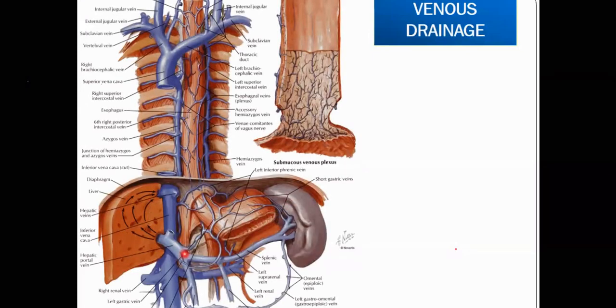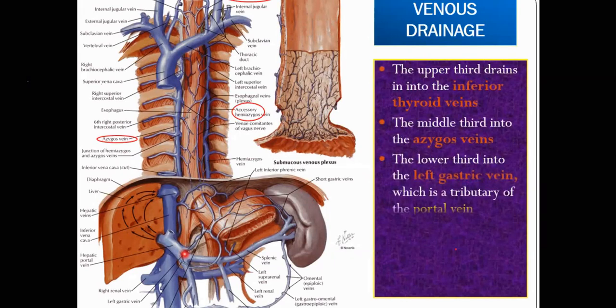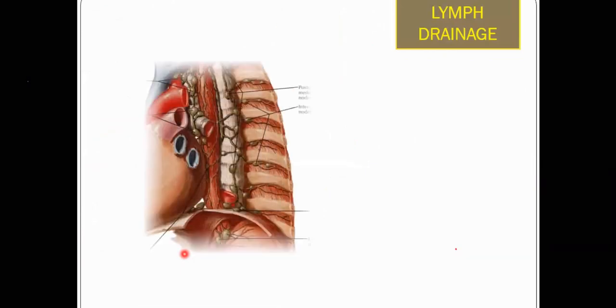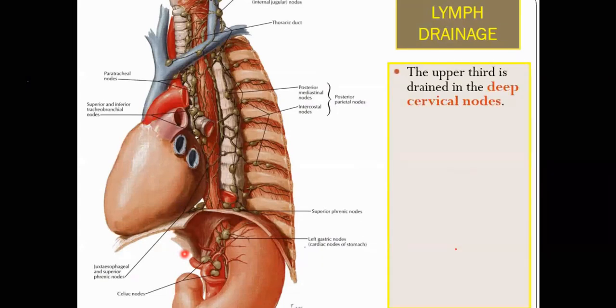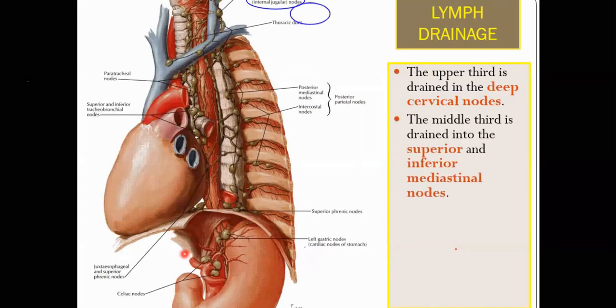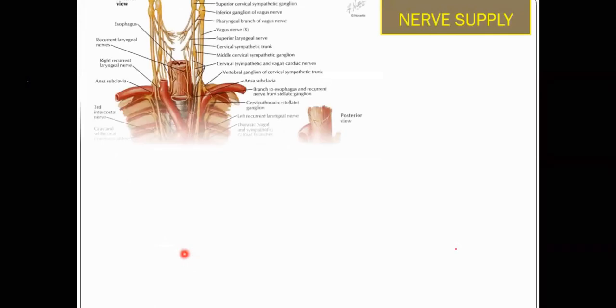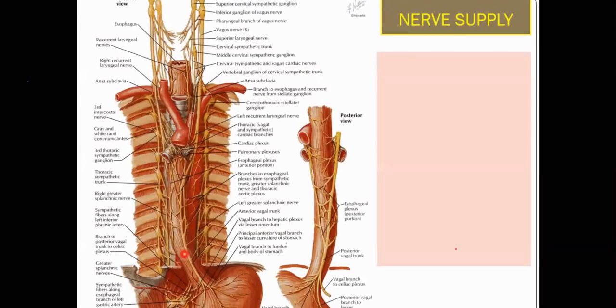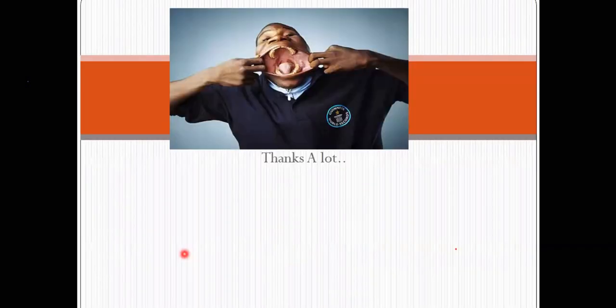Venous drainage is through the inferior thyroid vein, then the azygous vein in the middle part, and the left gastric vein. Lymphatic drainage: you can see the mediastinal lymph nodes, upper part into cervical, posterior mediastinal, and the celiac lymph nodes. All 3 portions go to these. The vagus nerve, by forming the pharyngeal plexus and esophageal plexus, supplies this.